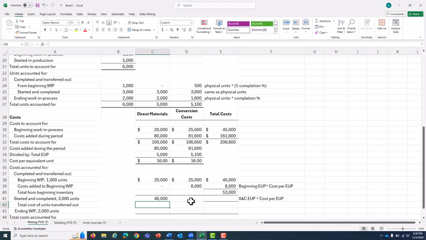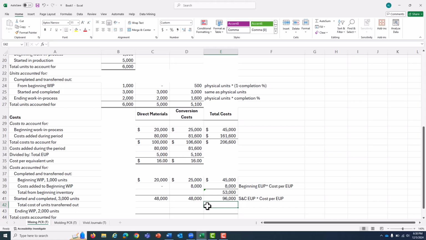That is 48,000. We also had 3,000 equivalent units of production for conversion costs, and the conversion cost per equivalent unit is $16 as well. So those 3,000 units that we made from start to finish, which we ended up transferring off to be molded, cost us $96,000 in total.